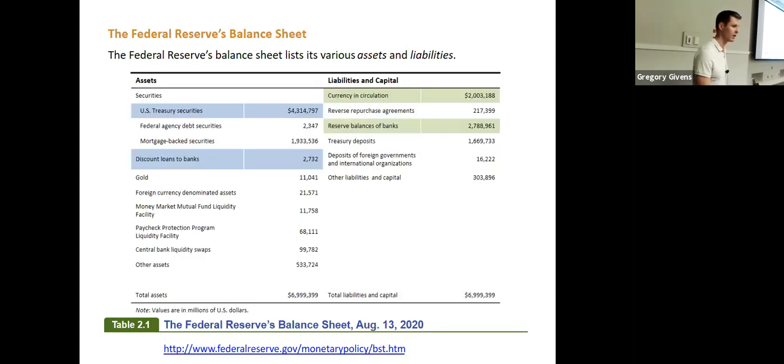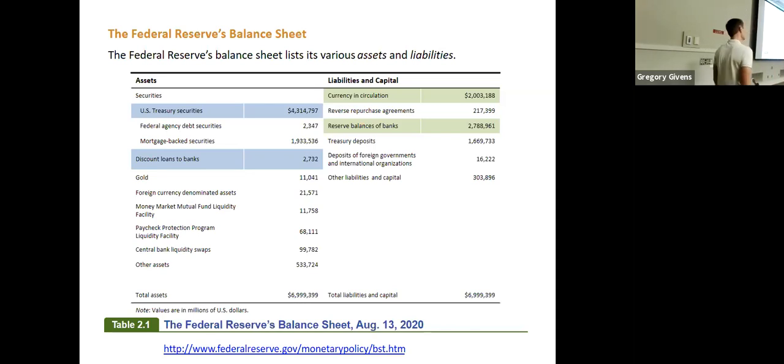I think one of the most important is actually being familiar with this thing called the Federal Reserve balance sheet. The Fed's balance sheet has all of its assets on the left-hand side and current liabilities on the right-hand side. And since it's a balance sheet, the sum of all the assets needs to be equal to the sum of all the liabilities.